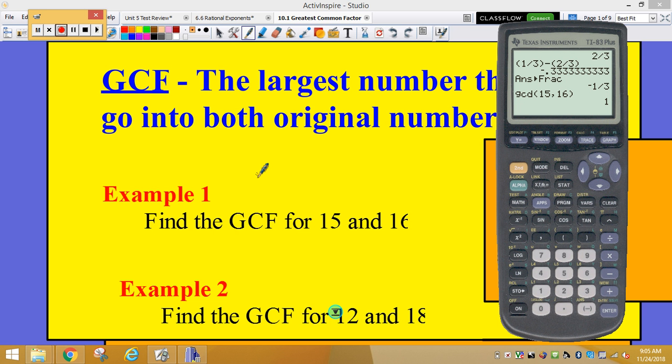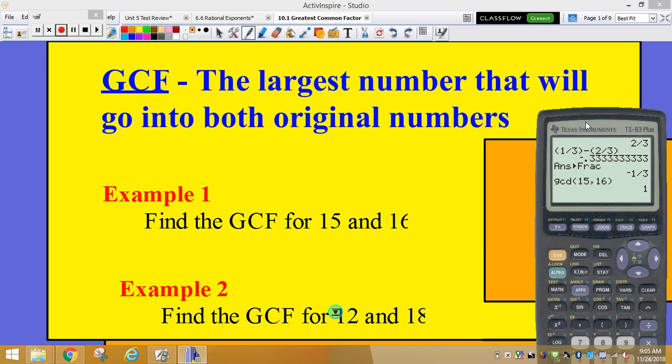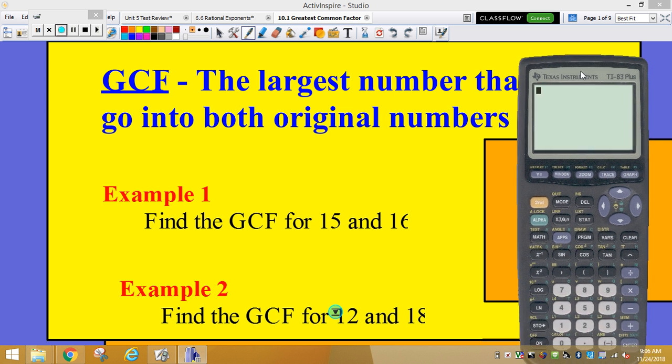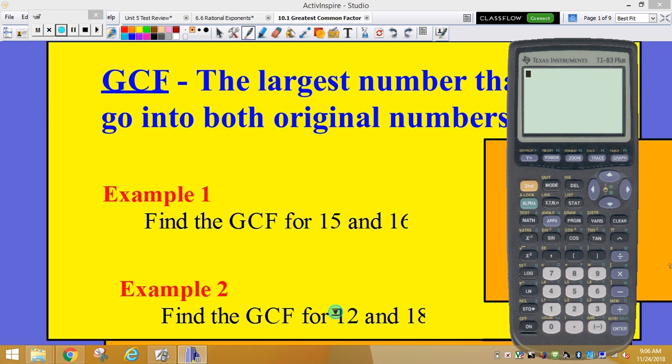Okay, so this lesson is on finding the GCF and factoring it out. So let's start with what is a GCF, a greatest common factor. It's going to be the biggest number that will go into both original numbers. So for example 1, I want to find the GCF of 15 and 16. Now, your calculator will actually do this for you, so I'm going to show you how. We want the biggest number that will go into 15 and 16.